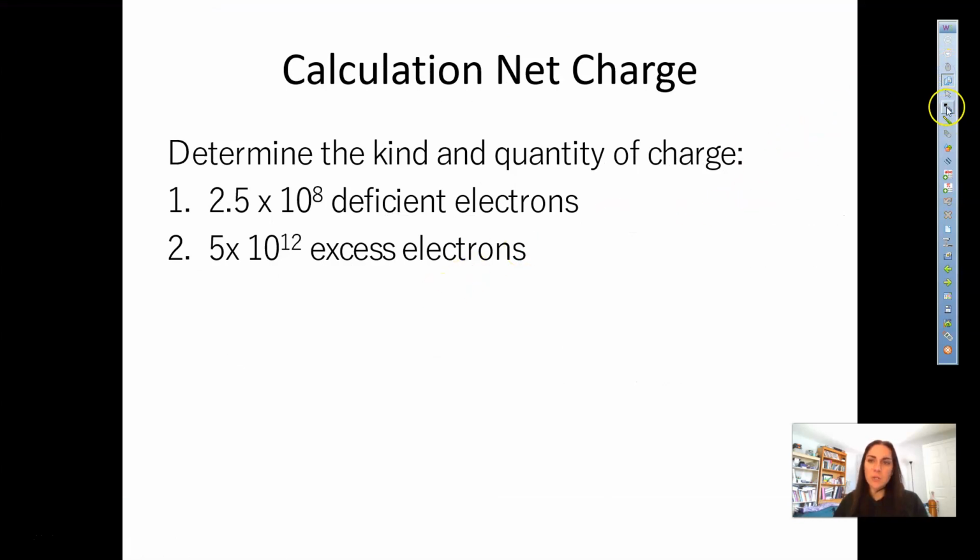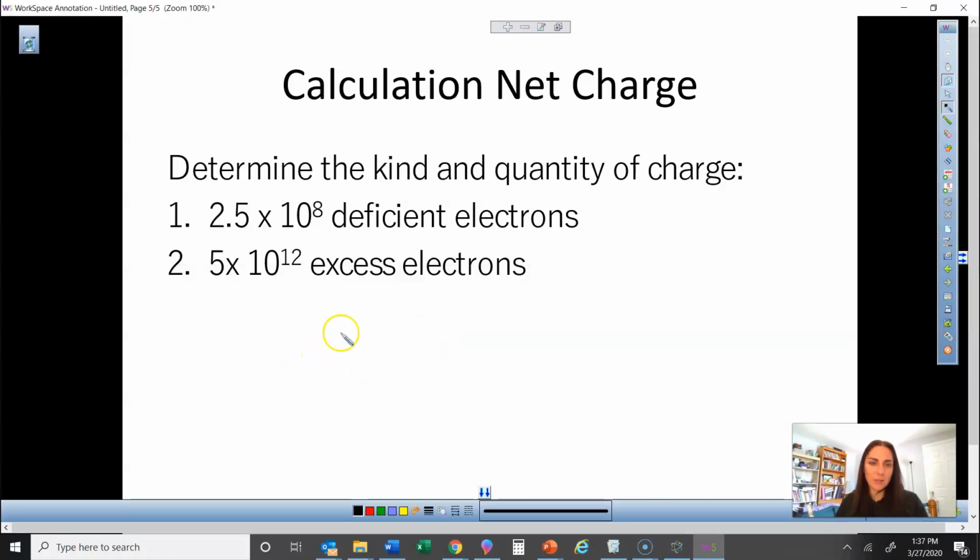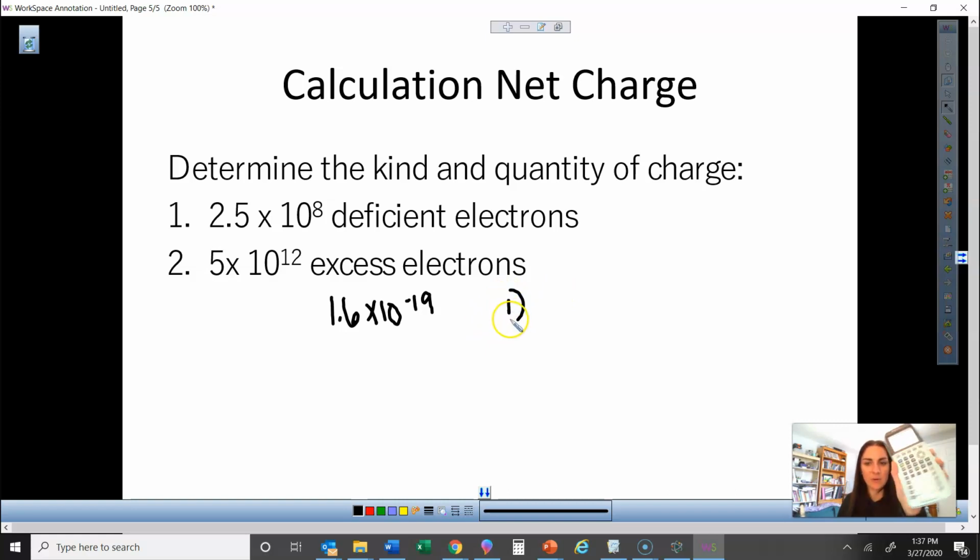Another quick side note is you could program Q into your calculator. In other words, since I'm using this number quite a bit, I could program this into my calculator. The way I could do that, if you have a TI-84 or whatever kind of calculator, is first write the number 1.6, use the E button, negative 19. So I'm going to write that in right now.